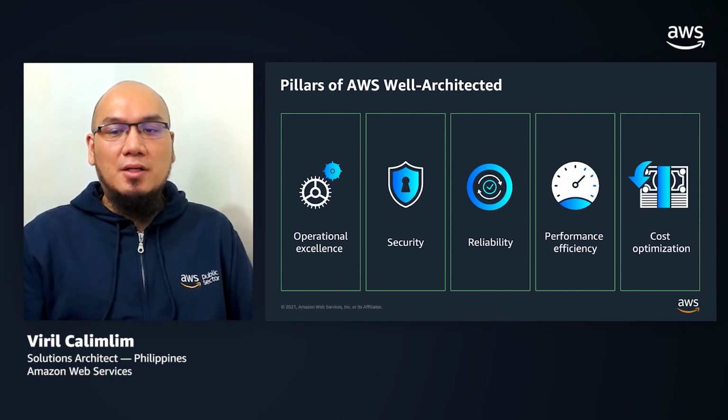Performance efficiency is the ability to use computing resources efficiently to meet system requirements and to maintain that efficiency as demand changes and technologies evolve. Examples: Amazon CloudFront, AWS Lambda for serverless. And cost optimization is the ability to avoid or eliminate unneeded cost or suboptimal resources. Examples: Reserved Instances, Savings Plans, AWS Trusted Advisor, and AWS Cost Explorer.